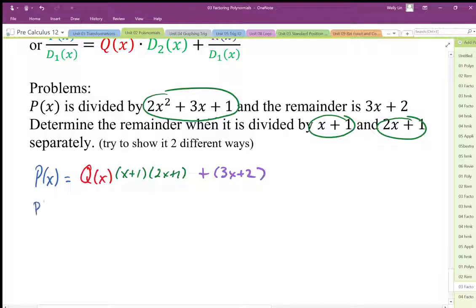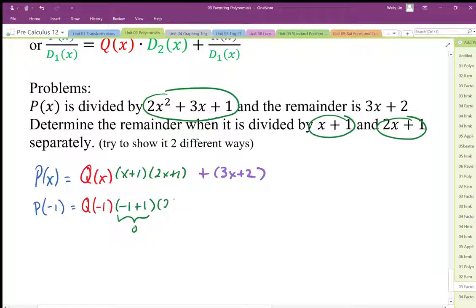If I plug into p of x, for example p of negative 1, that will give me the remainder when I divide by x plus 1. What does p of negative 1 look like? It's going to be q of negative 1, unknown. We have no idea what that is. However, the nice thing about this is, when I plug it into here, that's a 0. I've now generated 0 as a multiplier. That's great, because that gets rid of all of that.